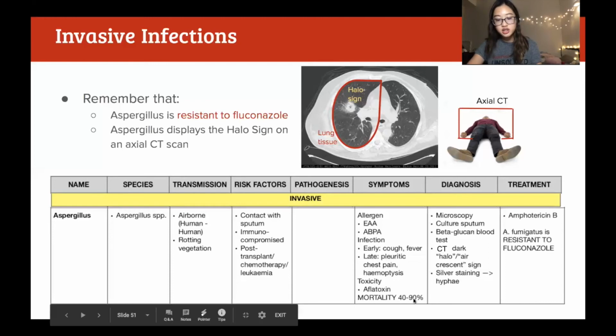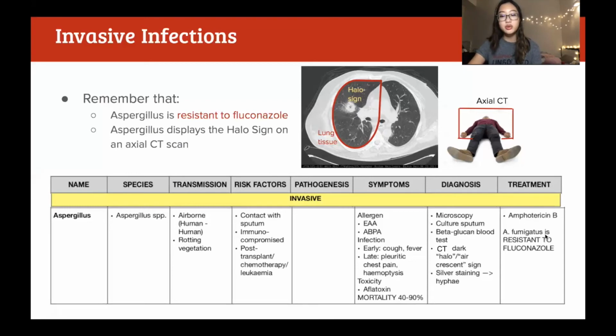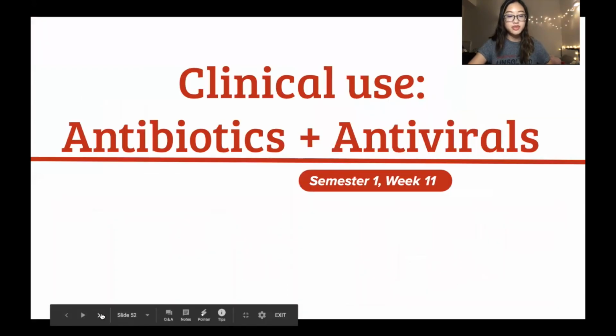And then mortality, 40 to 90%, not good stats. And it's treatable by amphotericin B. And once again, say it with me, not treatable by fluconazole. So that's it. And yeah, that's all I have.